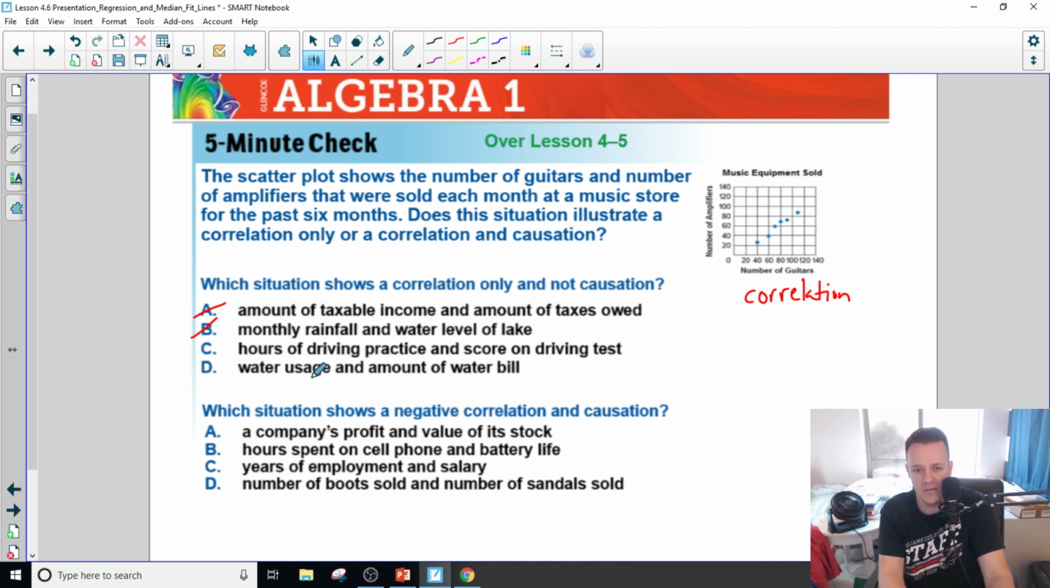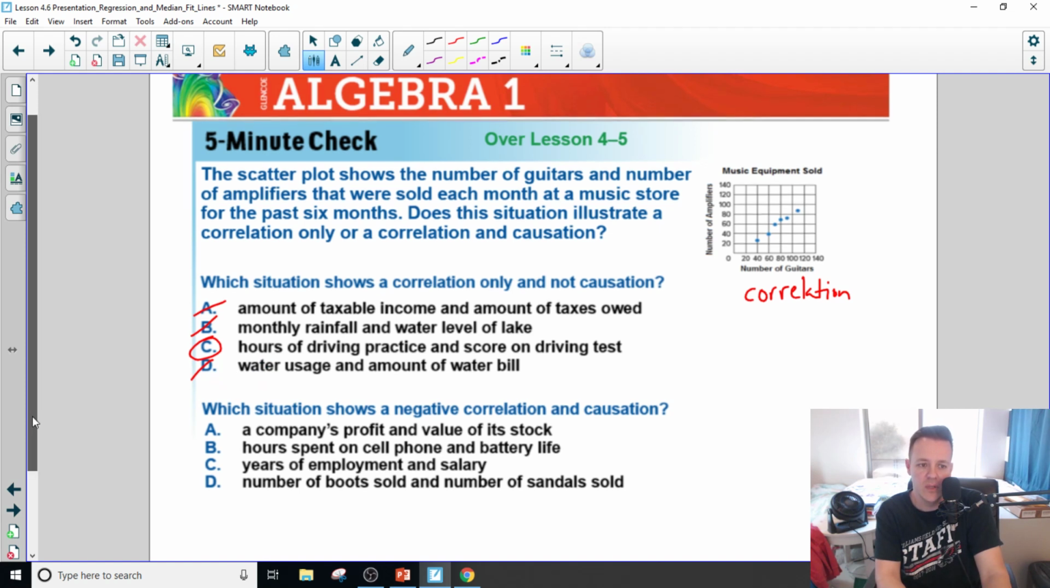That could be a correlation only. But let me look at the last one real quick. Water usage and the amount of a water bill. That is a strict causation. My water bill in the summertime goes up because of my grass. And so in actuality, the answer here is C, when I water my grass at home. My summer bill is much more expensive than my winter bill.